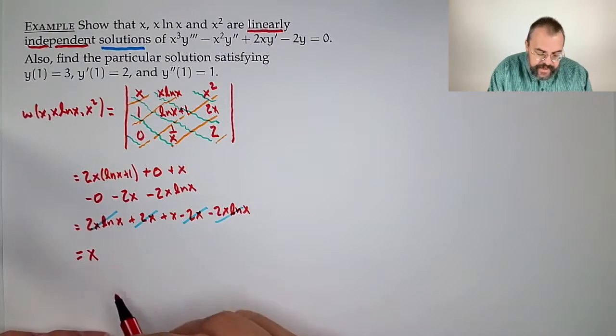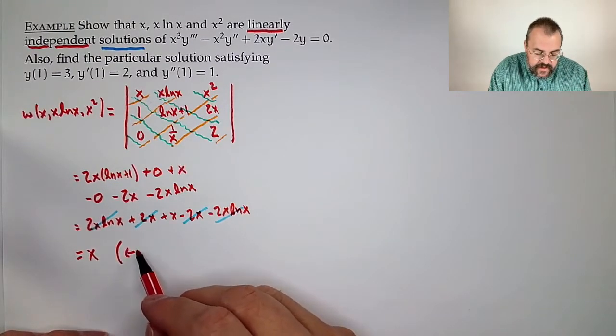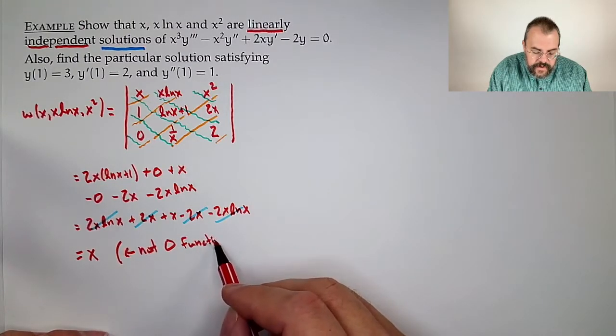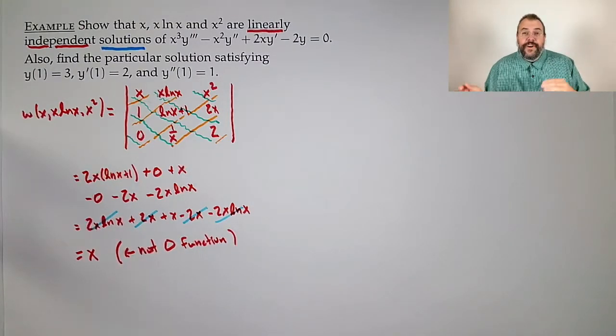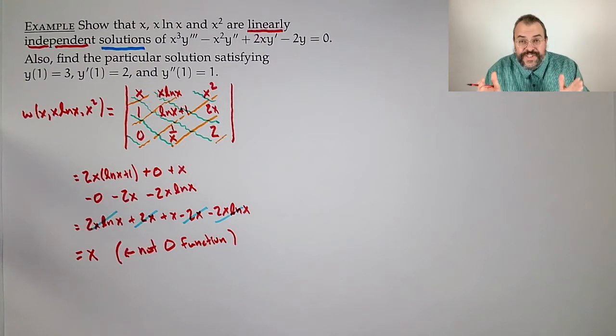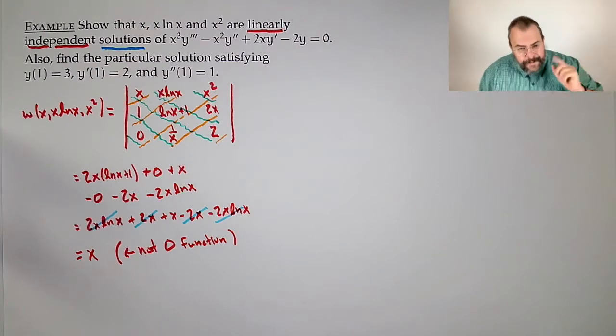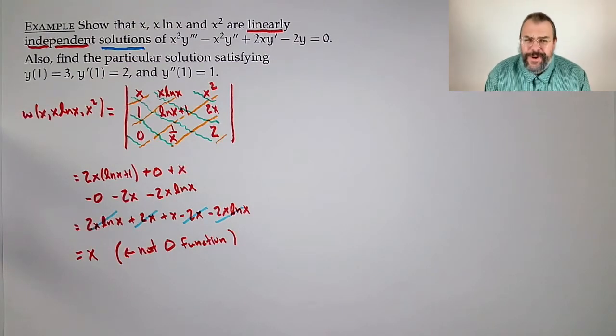And what's nice about x? Well, this is not the zero function. So remember, we're asking, is this 0 or not 0? When it comes to the Wronskian, we're talking about functions. You say, hey, it's not the 0 function. And so we know that they're linearly independent. Now, skeptics in the audience might be saying, hold on a second, Steve. Wait.